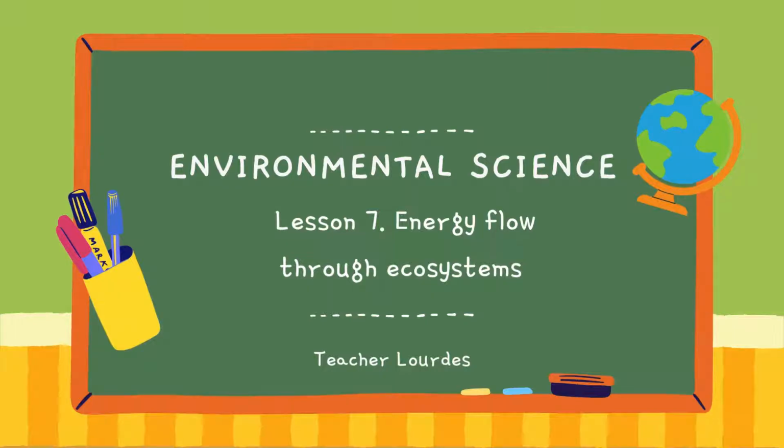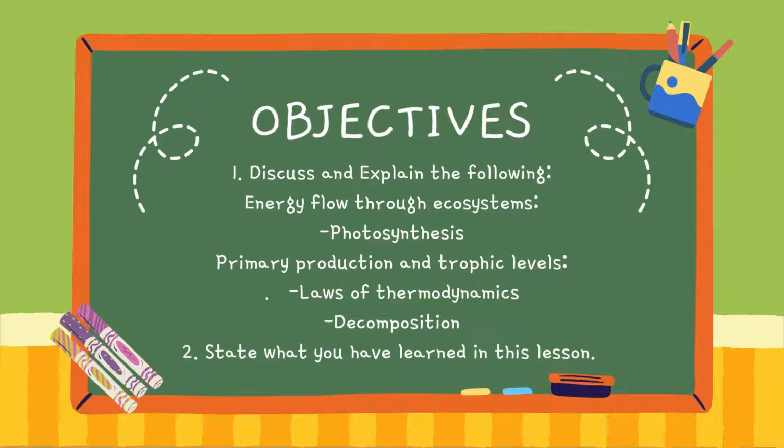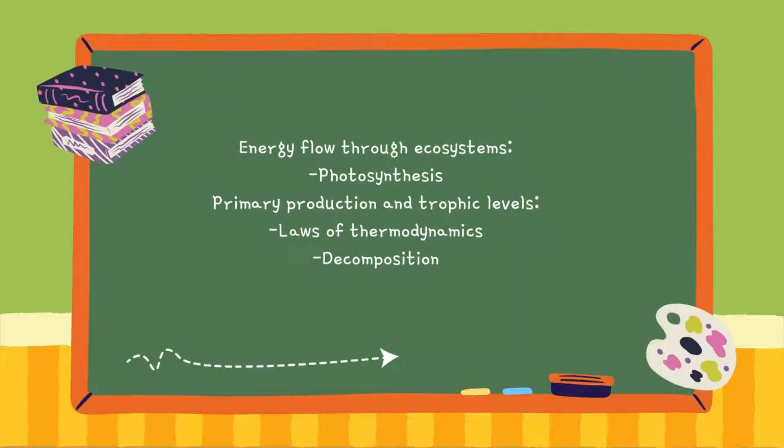Our lesson 7 is Energy Flow Through Ecosystems. The objectives of the lesson are to discuss and explain the following: photosynthesis, laws of thermodynamics, and decomposition, and state what you have learned in this lesson. This video will use YouTube videos which discuss photosynthesis, laws of thermodynamics, and decomposition. Let us watch the videos.